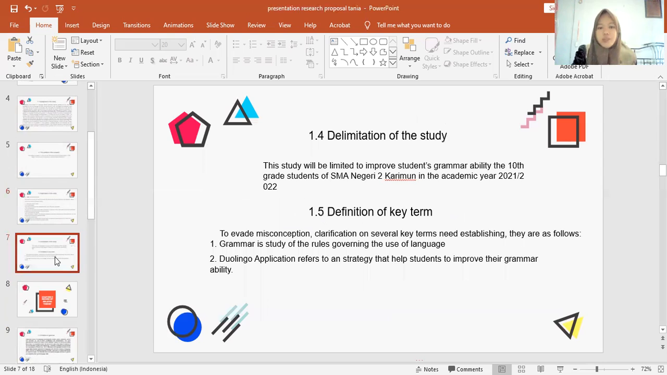Next, we move to the limitation of the study. This study will be limited to improving students' grammar ability, the 10th grade students of SMA Negeri 2 Karimun in the academic year 2021 until 2022. We move to definition of key term. To avoid misconceptions, clarification of several key terms needs establishing. They are as follows. First, grammar. Grammar is the study of the rules governing the use of language. And the second, Duolingo application refers to a strategy that helps students to improve their grammar ability.